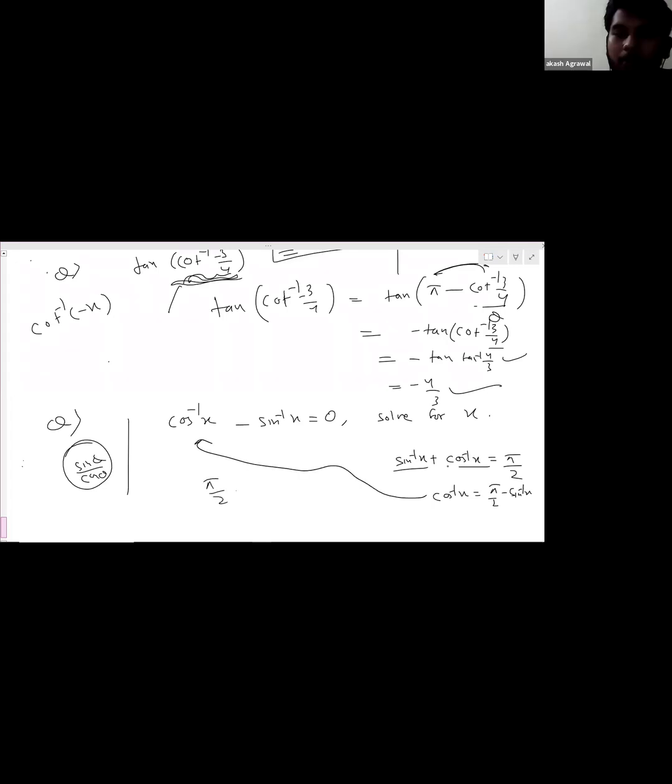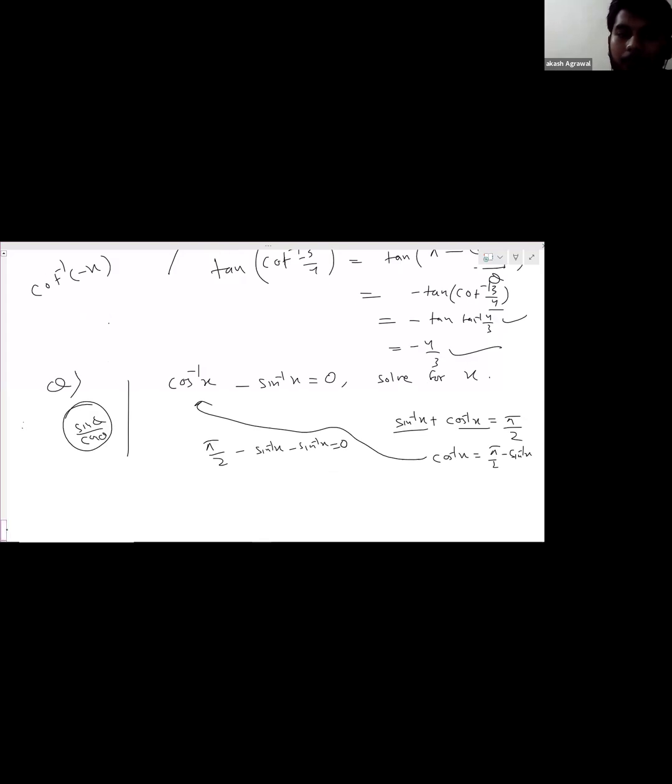I'll get pi by 2 minus sin inverse x minus sin inverse x equals to 0. So can I say 2 sin inverse x equals to pi by 2? Yes, sir. This implies sin inverse x equals to pi by 4. So x is equals to sin pi by 4, which is 1 by root 2. Very good.